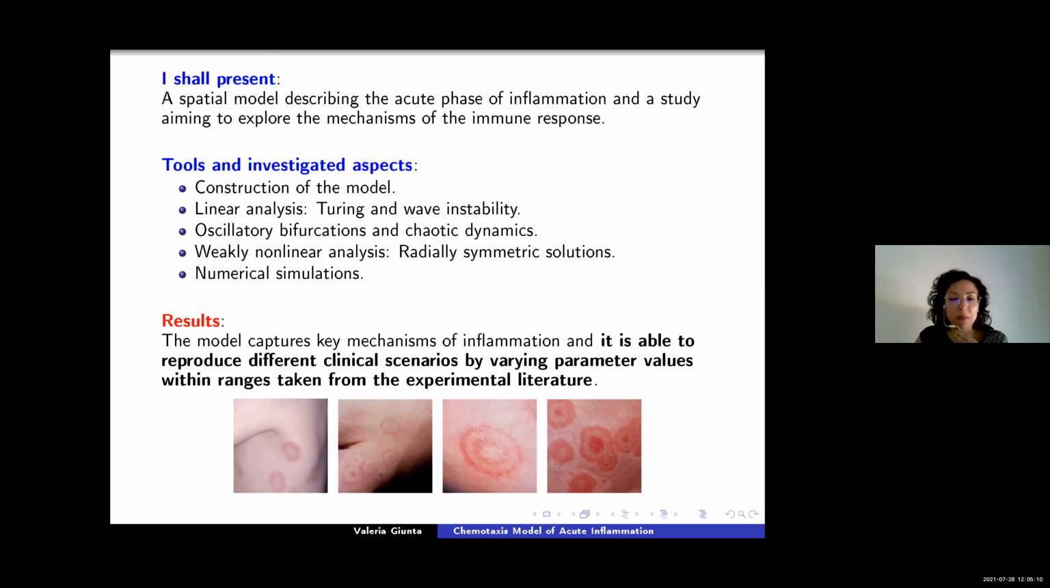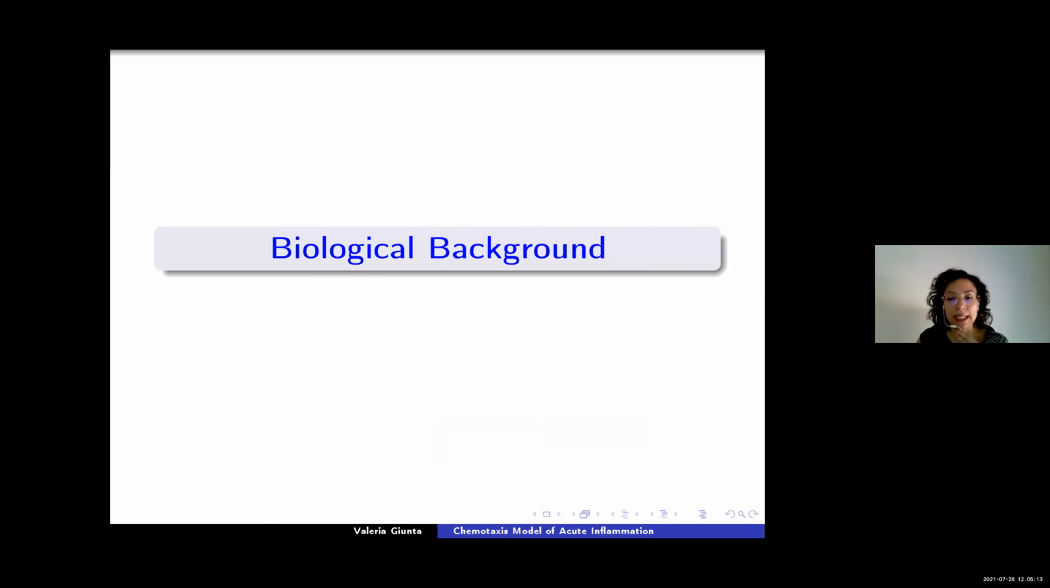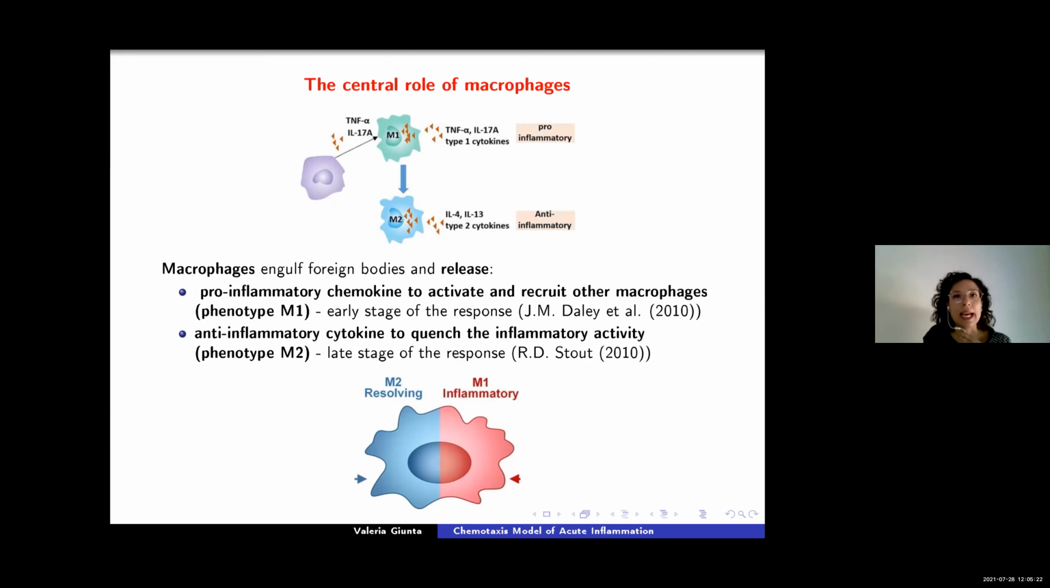First, I would like to briefly explain the biological system. I will explain a simplification of the biological system. It is well known that macrophages play a central role during an inflammation. They are a family of immune cells living in all tissues of our body, but in a resting state. When there is a pathogen, for example, macrophages become activated, engulf the foreign body, and release signaling molecules, which diffuse in the tissue.